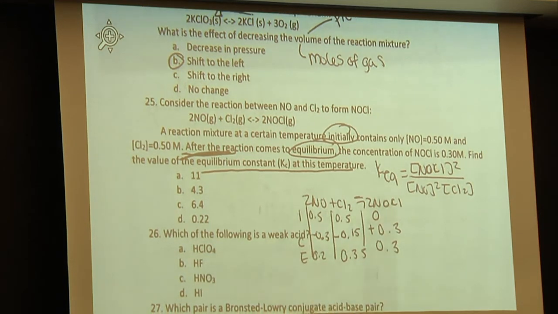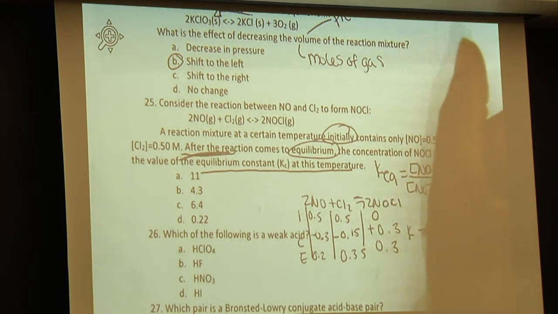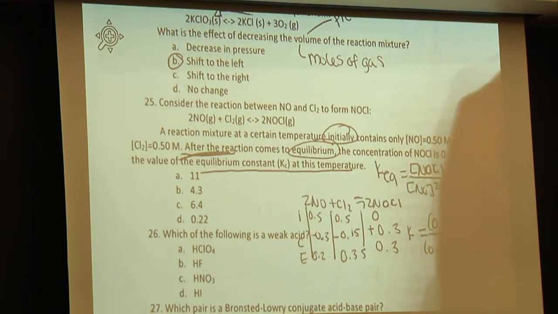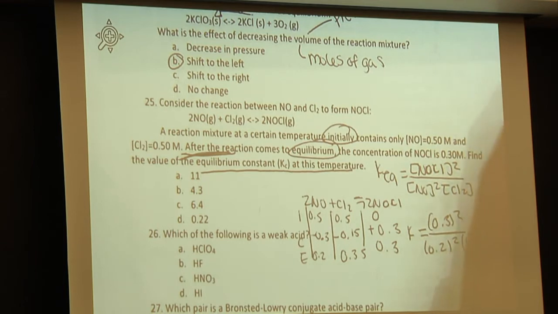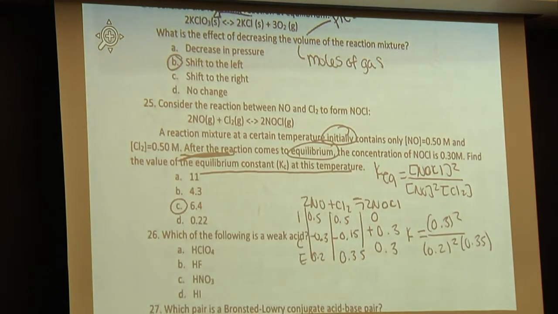Okay, so then this is your equilibrium value. All you do is plug that into the K equilibrium expression that you wrote in the beginning. So the K would therefore be 0.3 squared over 0.2 squared times 0.35. So your answer should be C. Is everyone okay with this? Yes?